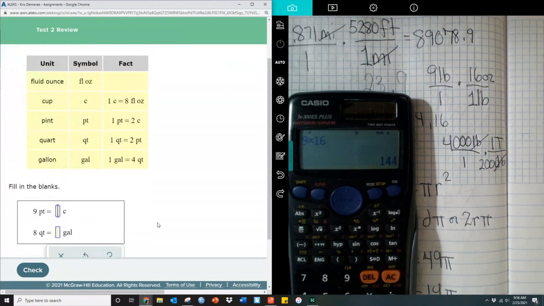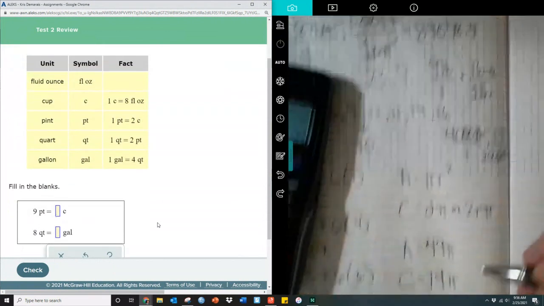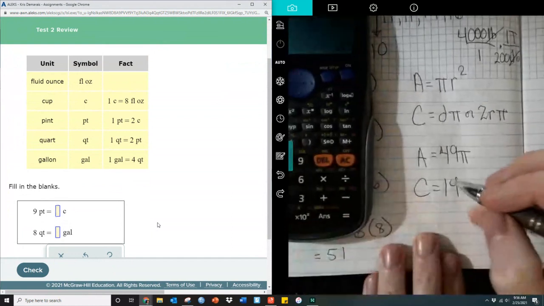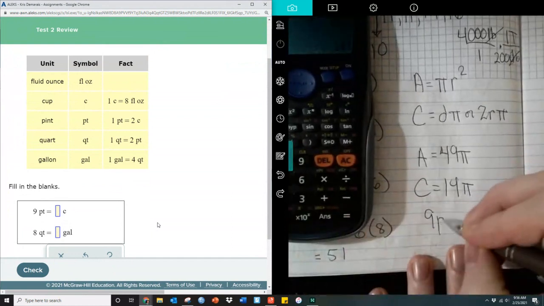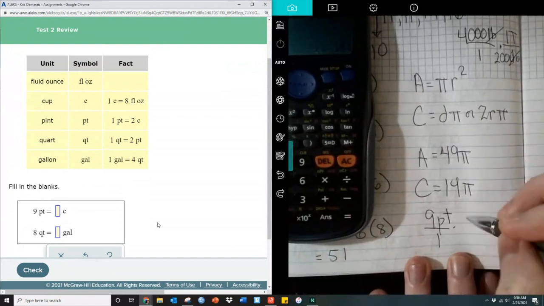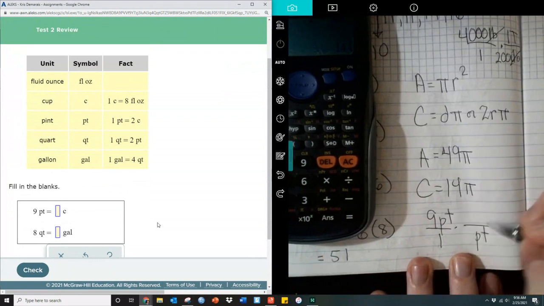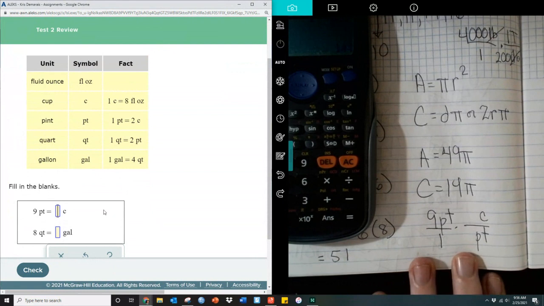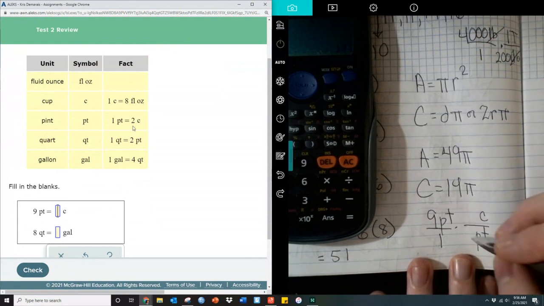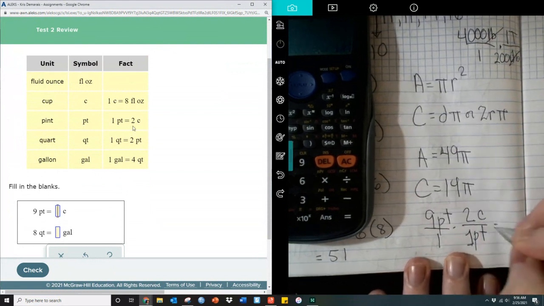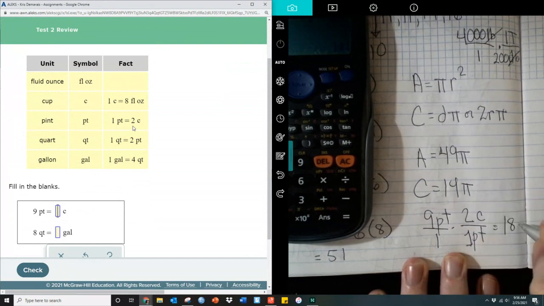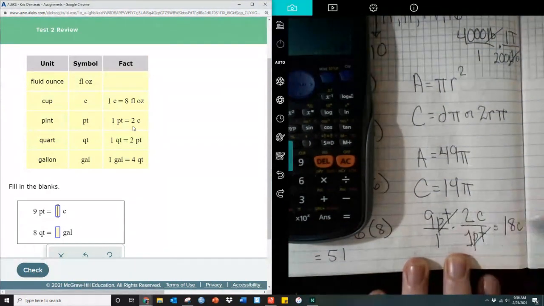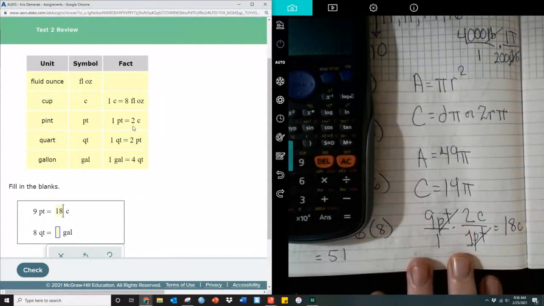And so if you continue this process, right, it's going to be very repetitive. So you're looking at 9 pints over 1, and we need to knock out the pints. We're trying to convert it to cups. And if you look at the values up here, 1 pint equals 2 cups. That means we multiply. So that's 18 cups because the pints are out. So you put 18. All right.